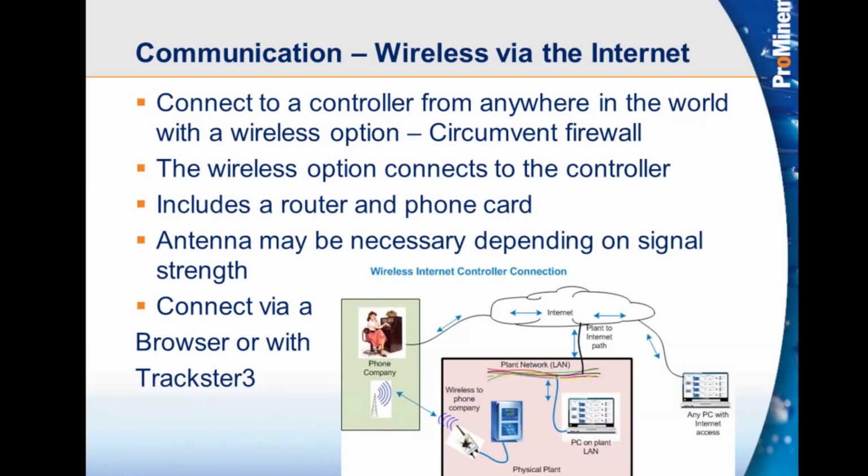So now your customer doesn't have the controller on his network. He can't directly connect that way, but he can still connect just as anyone else can to the controller. And now he can use a browser connection or a Trackster 3 connection.